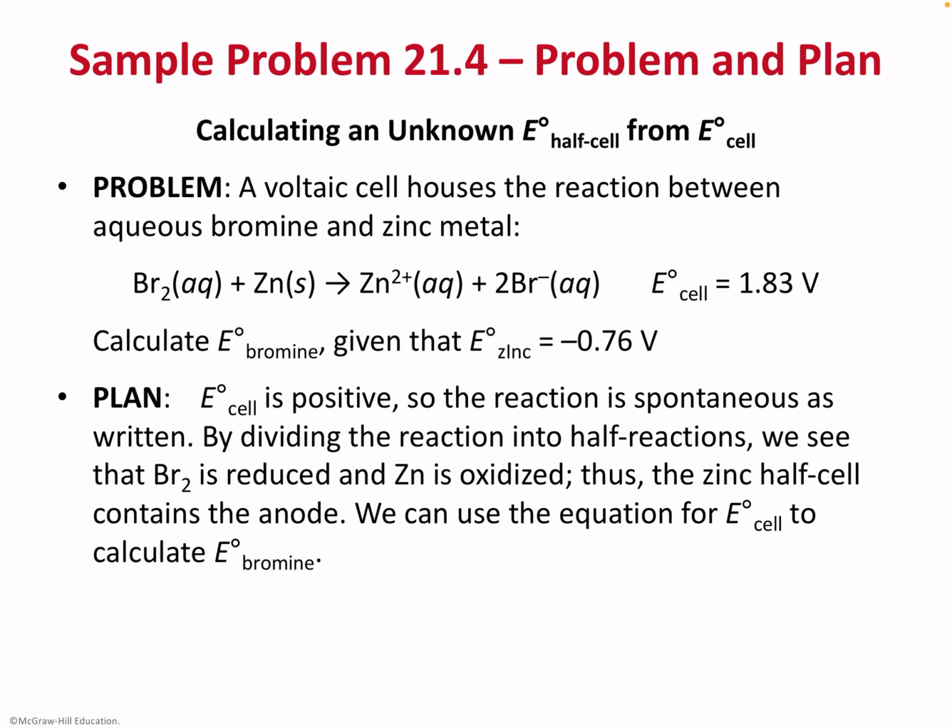Okay. Sample problem 21.4, problem and the plan. Calculating an unknown E0 half cell from E0 cell. A voltaic cell houses a reaction between aqueous bromine and zinc metal. You have bromine plus zinc becoming zinc 2 plus and 2 bromide ions. And for this whole cell, E0 cell is given as 1.83 volt. And we want to find out E0 for bromine, given that E0 zinc is negative 0.76 volt.